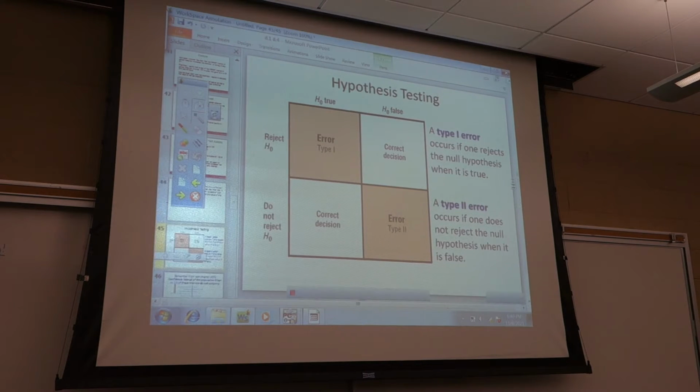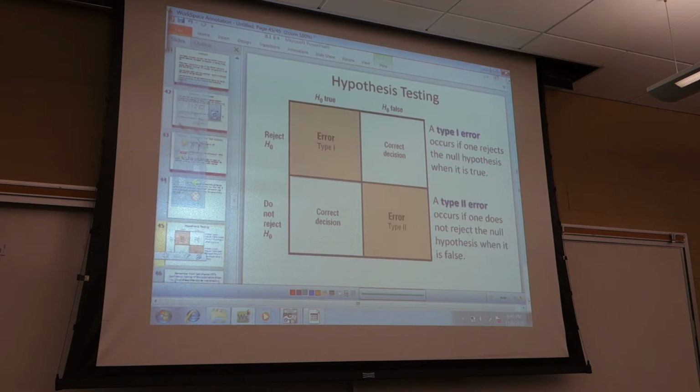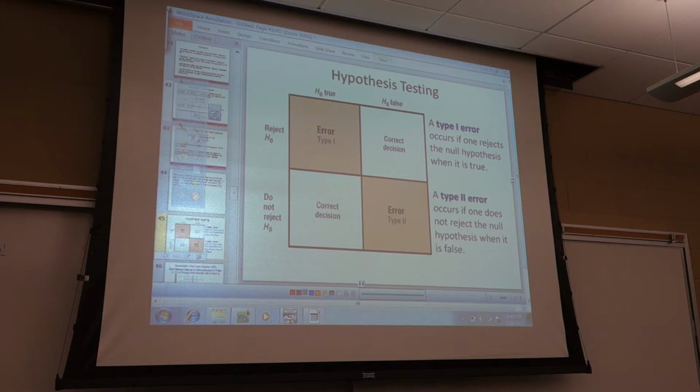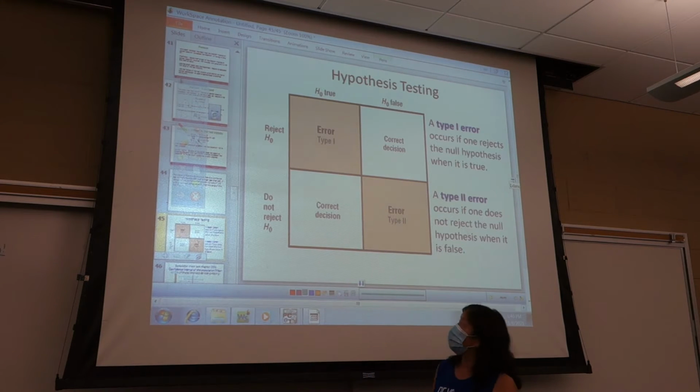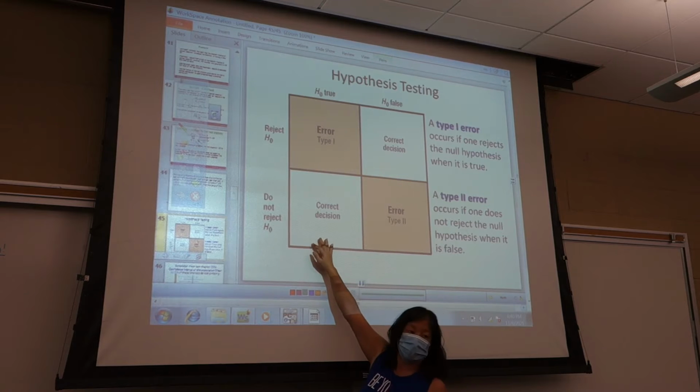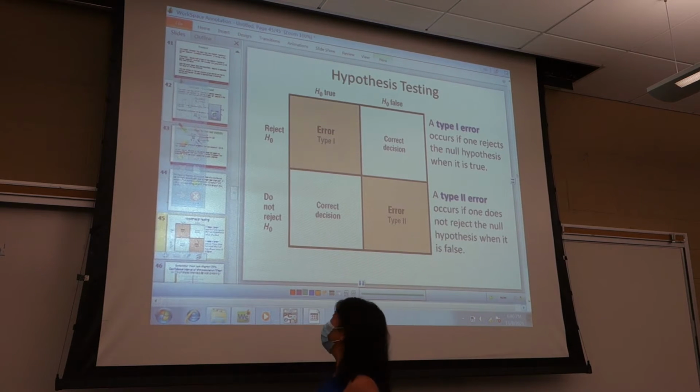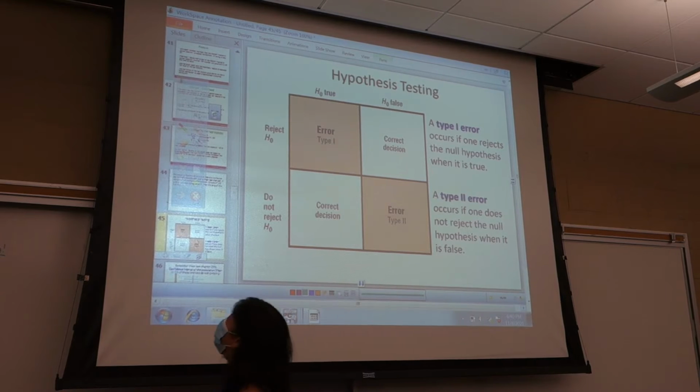All right, so moving on. Michaela, go ahead and read for me. A type 1 error occurs if one rejects the null hypothesis when it is true. A type 2 error occurs if one does not reject the null hypothesis when it is false. Great, thank you. So in other words, if H naught is false, then you should reject H naught. That's that top white box. If H naught is true, then you should not reject H naught. Those are all good. Issues occur when H naught is true, but you reject it. So that's that whole thing.